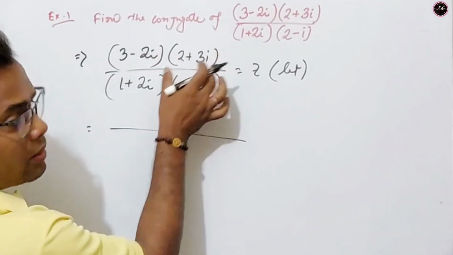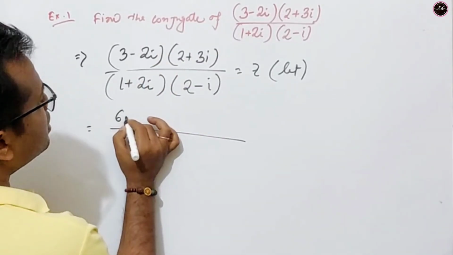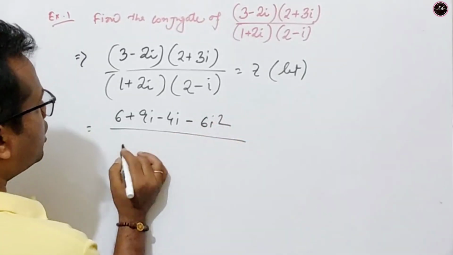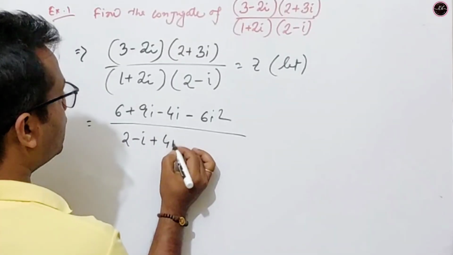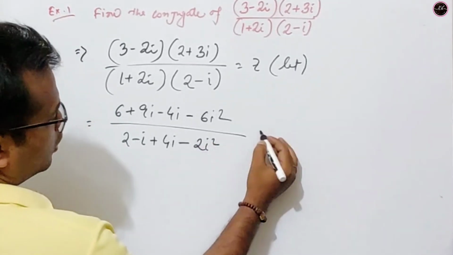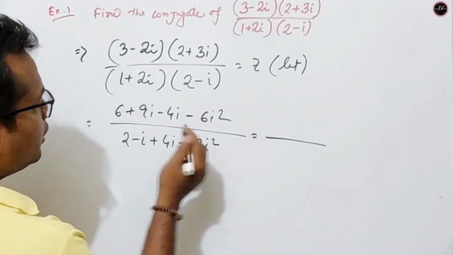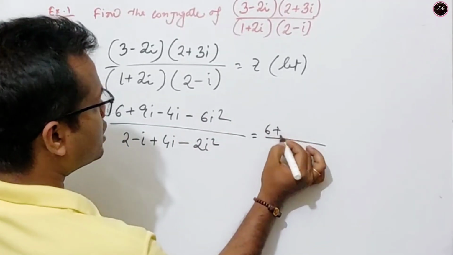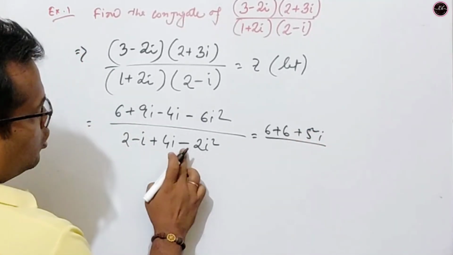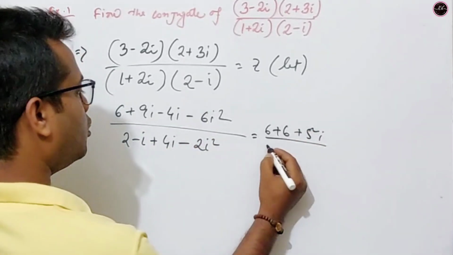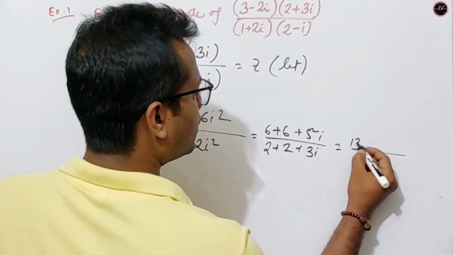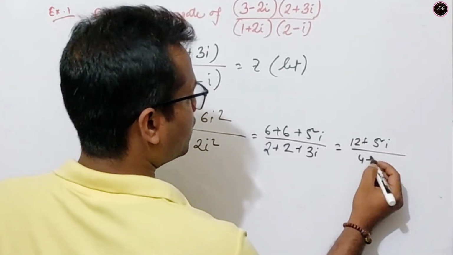Okay, so just simplify this. We multiply: 6 plus 9i minus 4i minus 6i square, over 2 minus i plus 4i minus 2i square. Here i square equals minus 1, therefore 6 plus 6, and here will be 5i. And in the denominator, 2 plus 2, and here plus 3i. So we have 12 plus 5i divided by 4 plus 3i.